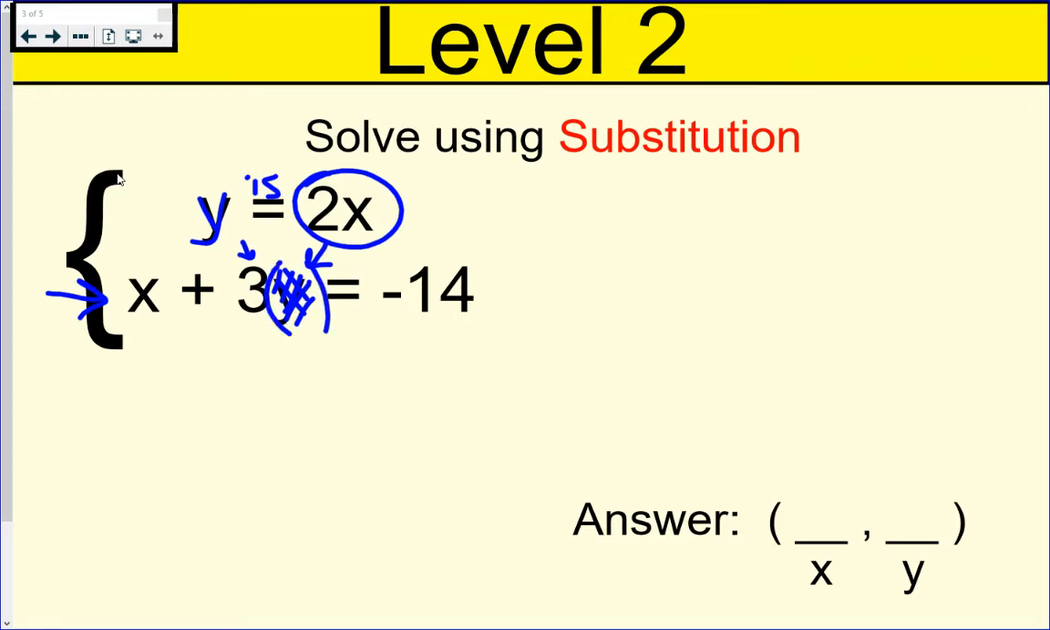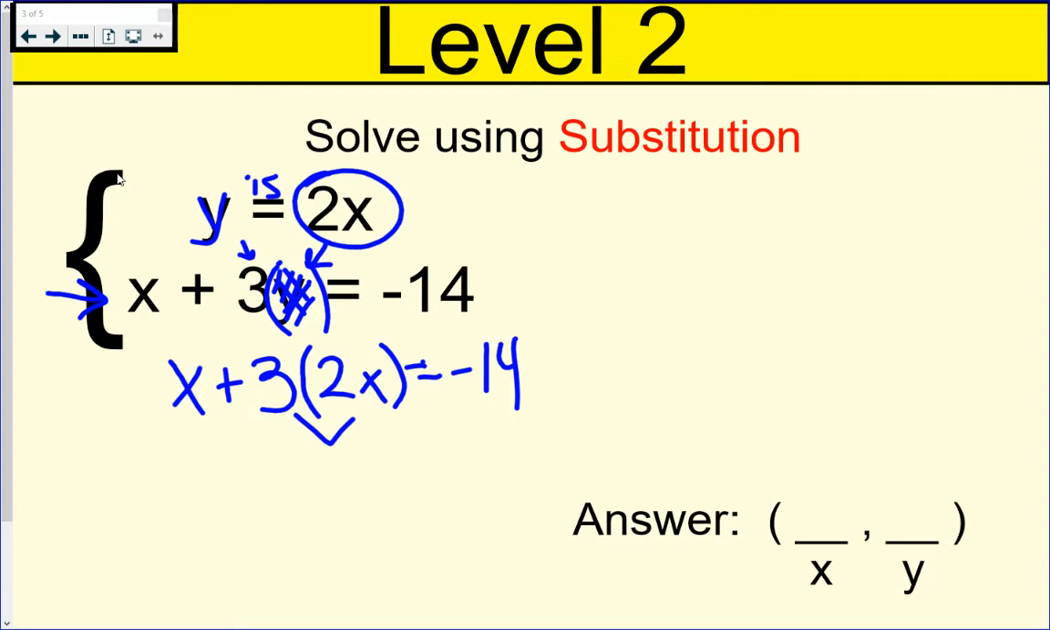Now, usually, if there's a coefficient like you see right here, I'm going to use parentheses to make this easier. Now, that's probably a little confusing. Let me rewrite this bottom equation, kind of showing what I mean. So I'm going to write x plus 3, and in parentheses, I'm going to put the 2x, equals negative 14. Now, we're going to simplify this down. 3 times 2x is 6x. We still have the x plus in front, and we still have the equals negative 14 in the back.